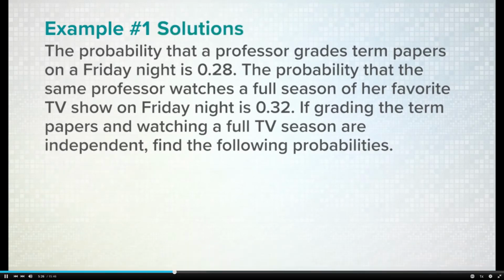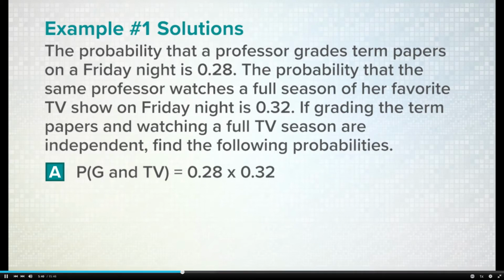Let's take a look at the solutions. In part A, I asked you what is the probability of grading and watching TV. Since I told you the events are independent, you can take the probability of grading, which is 0.28, times the probability of watching TV, which is 0.32, and multiply those together to get 0.0896. I can only multiply these together because I told you they are independent. That's something you always want to look for in a problem. You can't just multiply to your heart's content. You have to know the events are independent before you multiply.